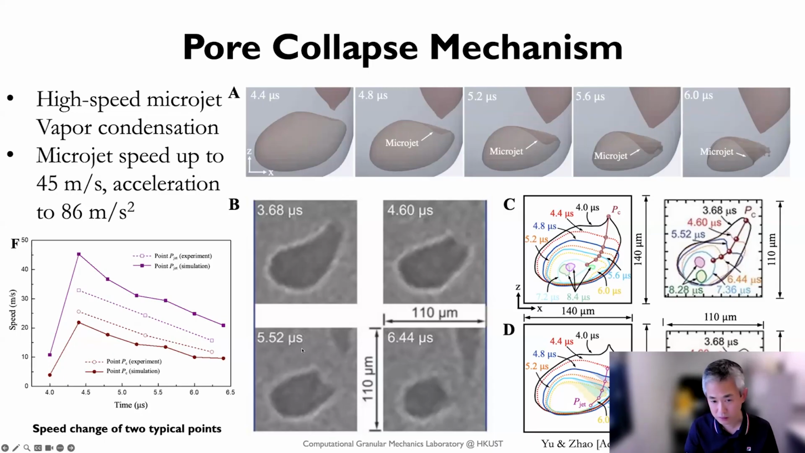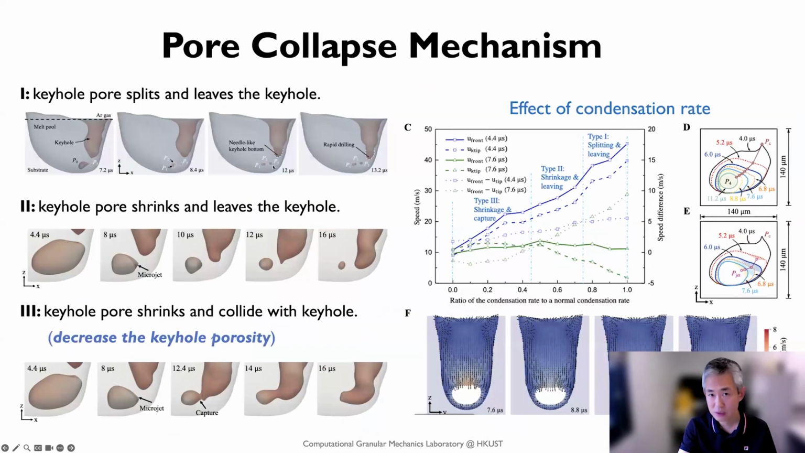But it's indeed very hard to record by the most advanced X-ray synchrotron CT in the world here. As you can see here, their monitoring is quite low quality. So this microjet and condensation explain why the pore can split. These are the three collapse mechanisms here. First, the keyhole pore can leave behind, become the microjet, and then split into three small pores here.